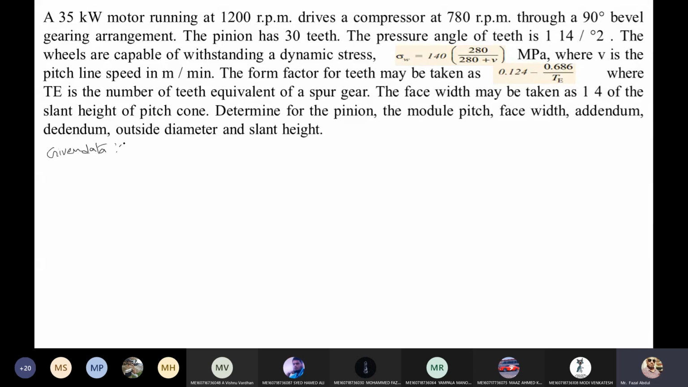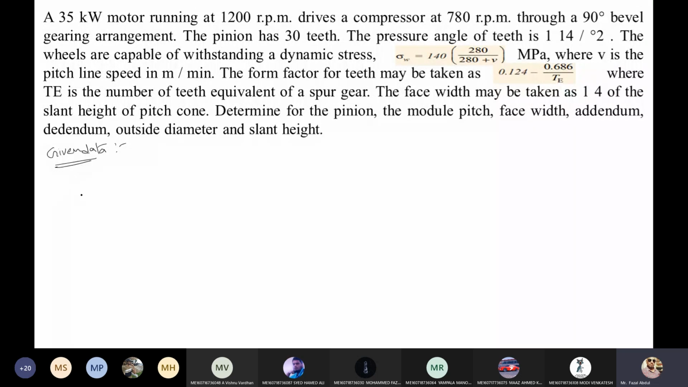First I am writing the given data. In your examination also, the pattern I am following here is: first the given data, then writing the equation, after that calculating one parameter, after that substituting all the parameters in the main equation, and after that getting the answer. In the same manner you also practice in the examination.